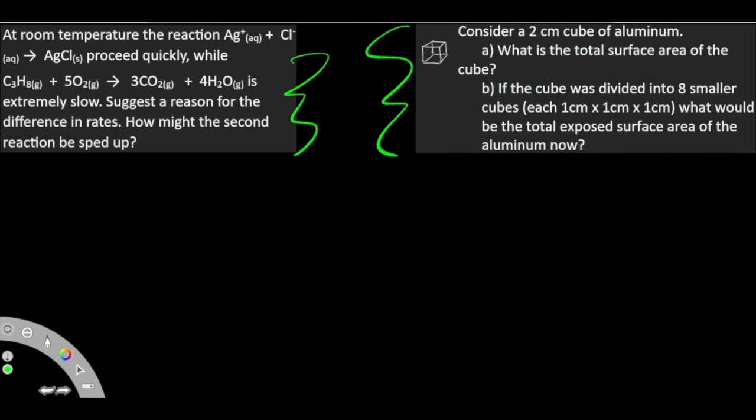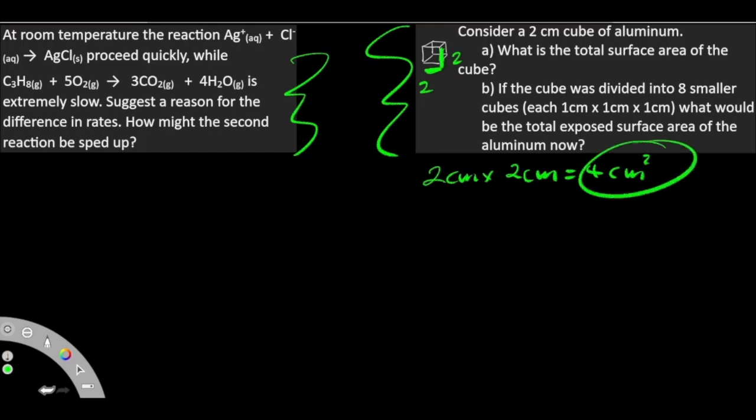for this question over here, we have a 2 centimeter cube of aluminum, in case you need a refresher on the surface area. If we have this cube over here, and it's a 2 centimeter cube, then obviously for a cube, this side has to be the same as this side. So if this is 2 centimeters, this here is also going to be 2 centimeters. If you multiply them together, you're going to get 4 centimeters squared. So what's going to happen? Well, this 4 centimeters squared is just the area for this one side over here.